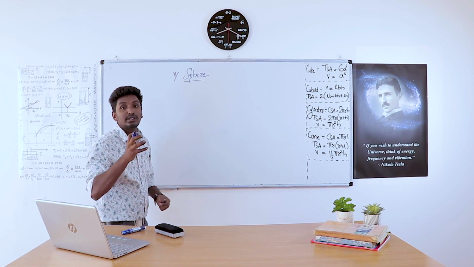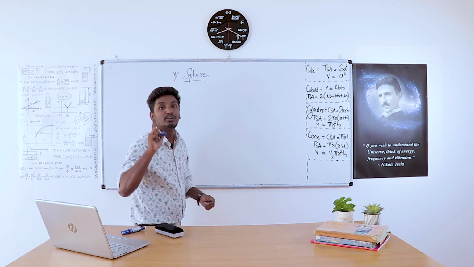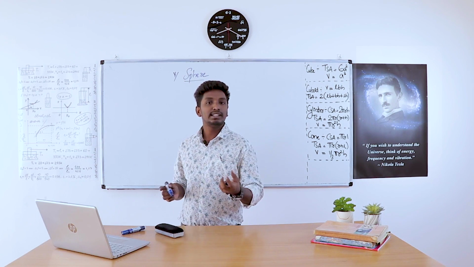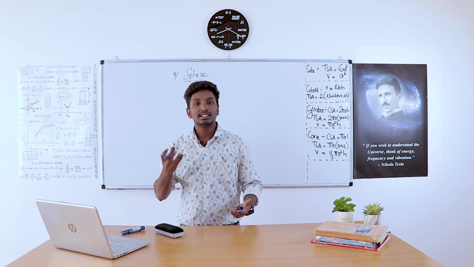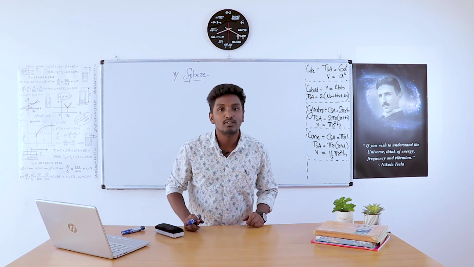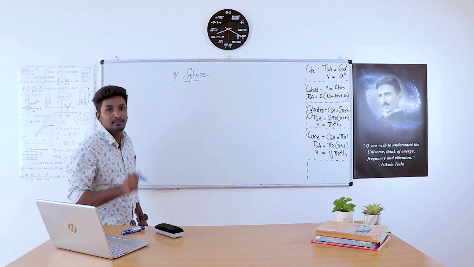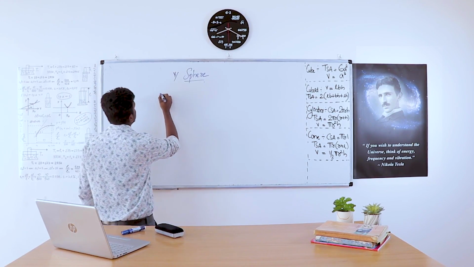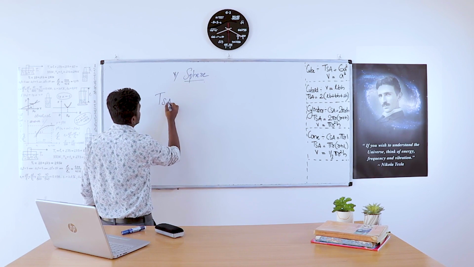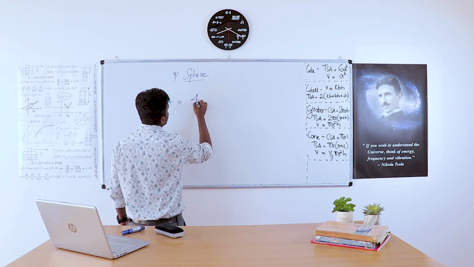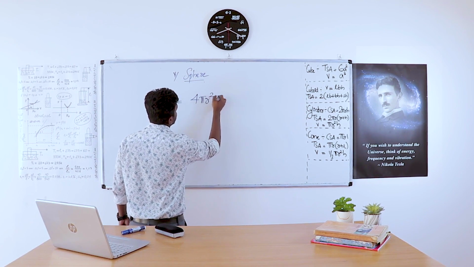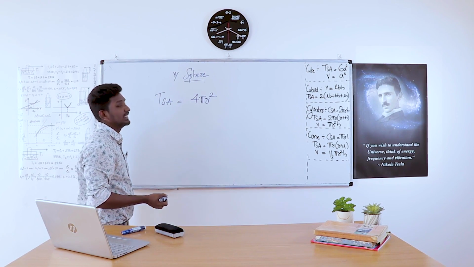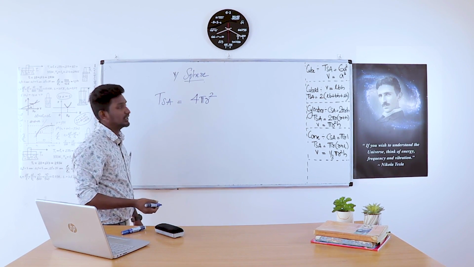For that shape, there is only one surface. Consider a lemon, there is only one surface. Consider a cricket ball, there is only one surface. So for a sphere, there is only one surface. And that surface area, total surface area, is 4 pi r square.